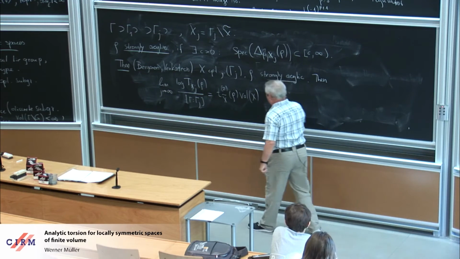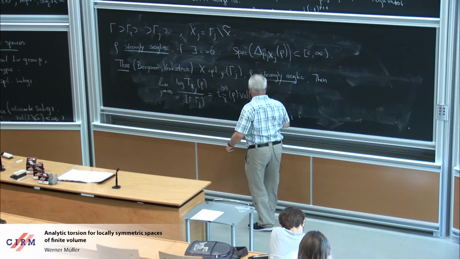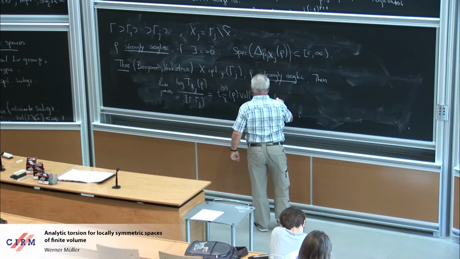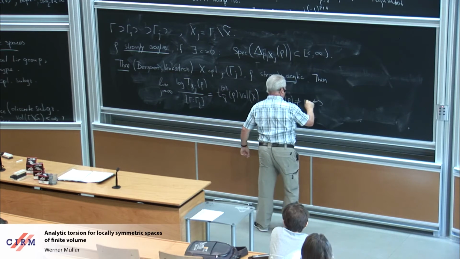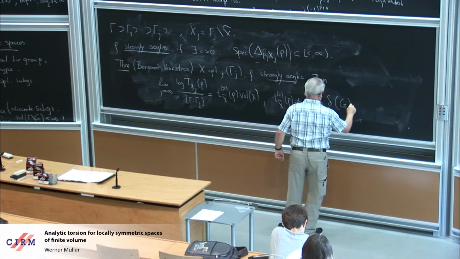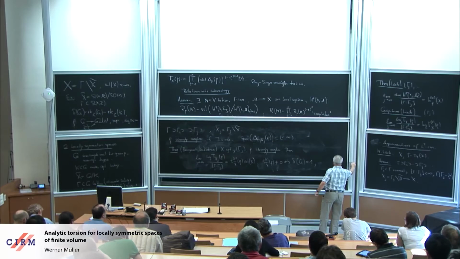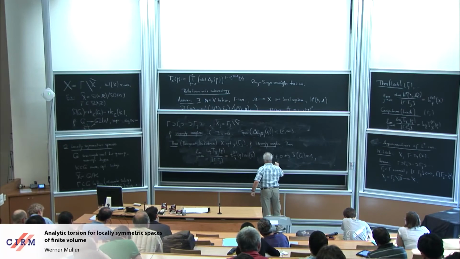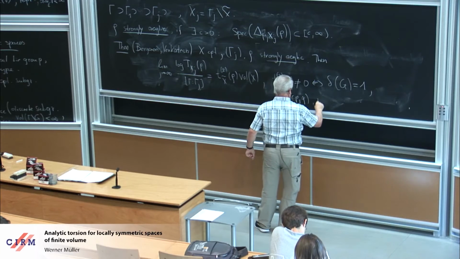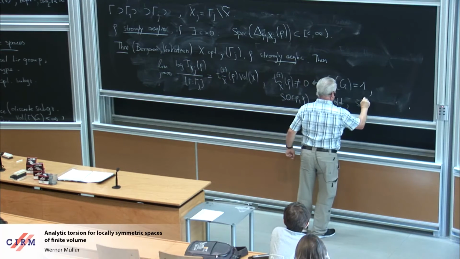And in fact, this constant can be computed explicitly using the Plancherel formula. So it turns out that this constant is non-zero if and only if the fundamental rank is equal to 1. So the simple groups which have these properties are the orthogonal groups SO(p,q), p times q odd, and SL_3.